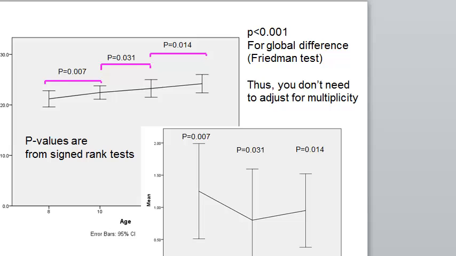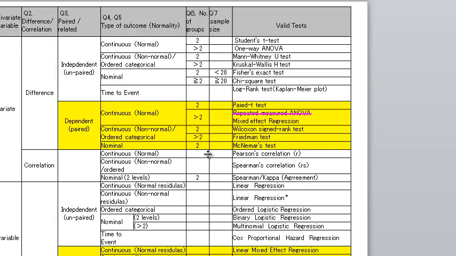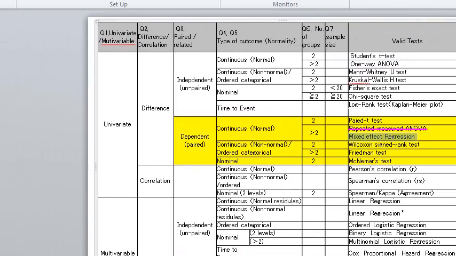So if you go back to this original table, right, and if you have dependent data, instead of one-way ANOVA, you do mixed effect model, and instead of Mann-Whitney test, you do Wilcoxon sign rank test. Instead of Kruskal-Wallis, you do Friedmann test. Okay, so mixed effect regression is brother or sister to one-way ANOVA, although now we can use repeatedly measured data.